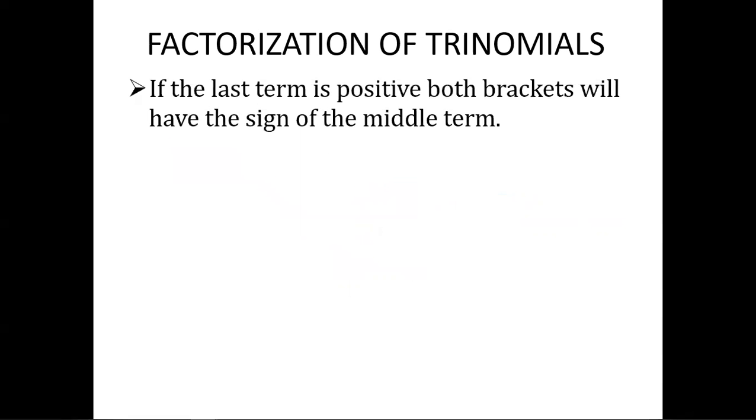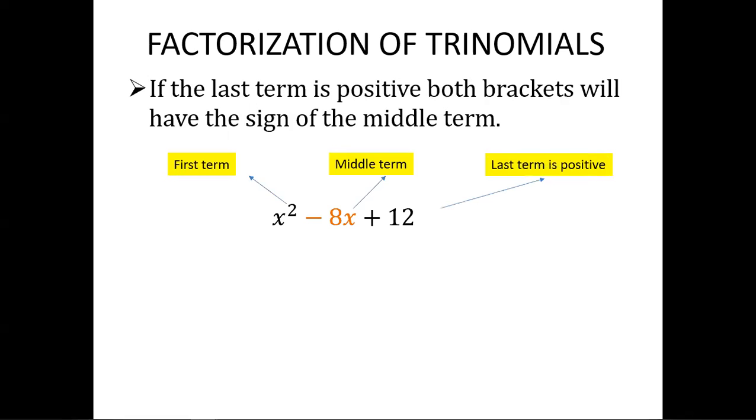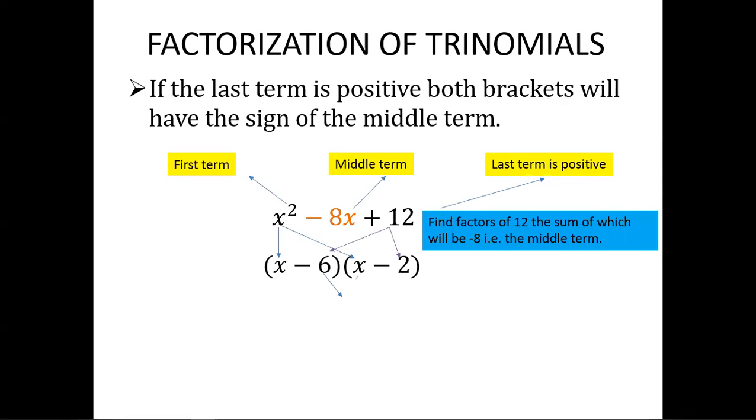Try this one out. So in this case, it'll be x minus 6 as well as x minus 2. Factors of 12 that when you multiply, they will give you 12, but when you add, they will give you 8, and those factors will be 6 and 2. Brackets will take the sign of the middle term, which is negative.